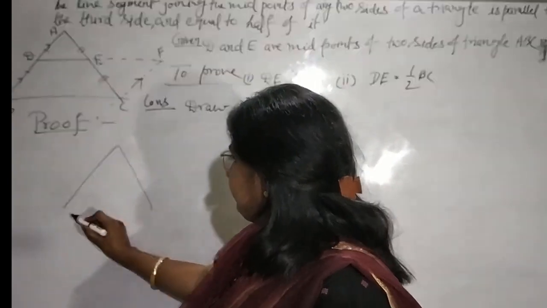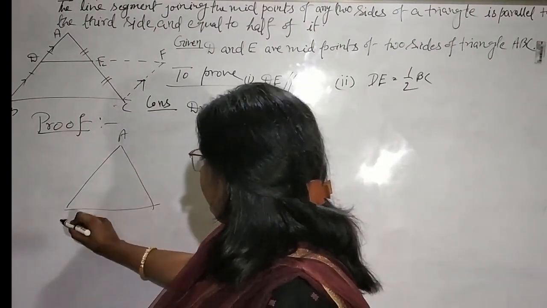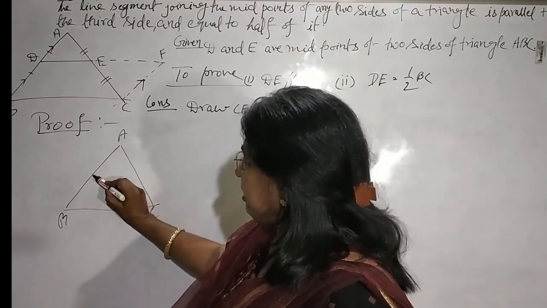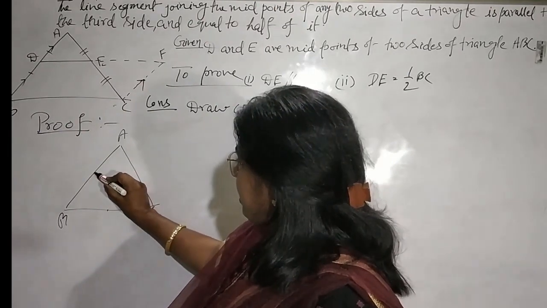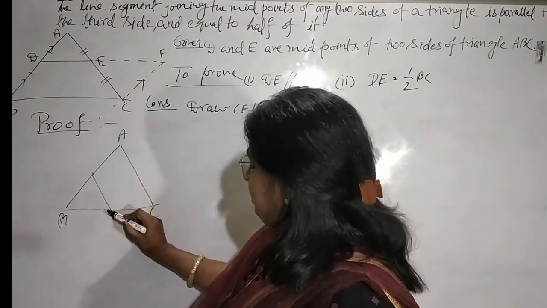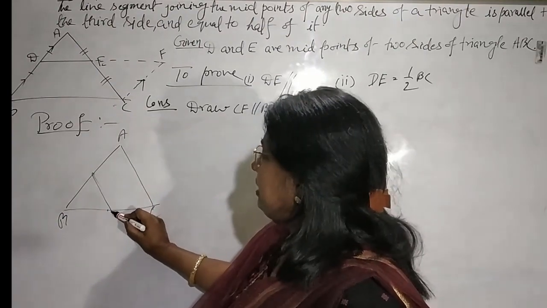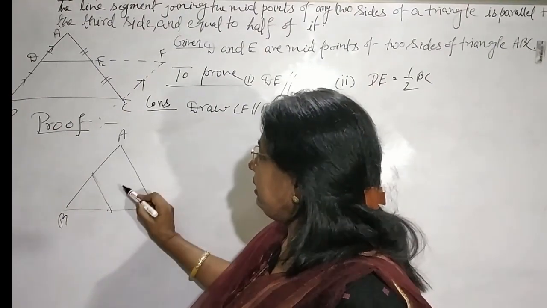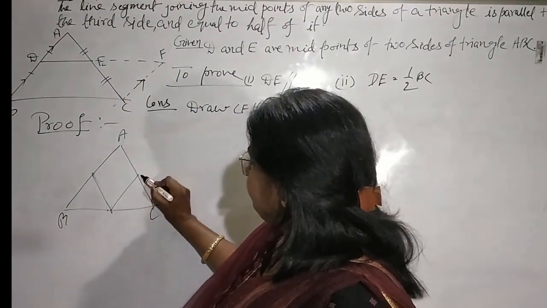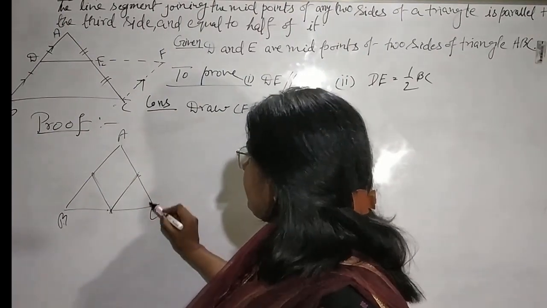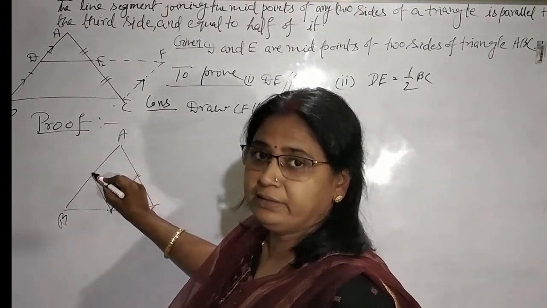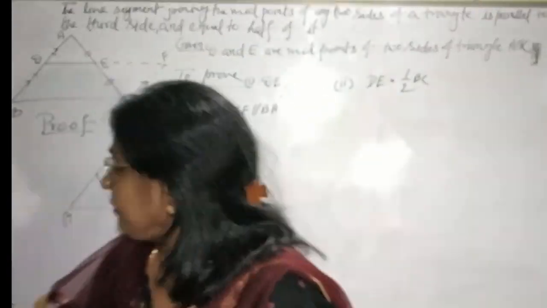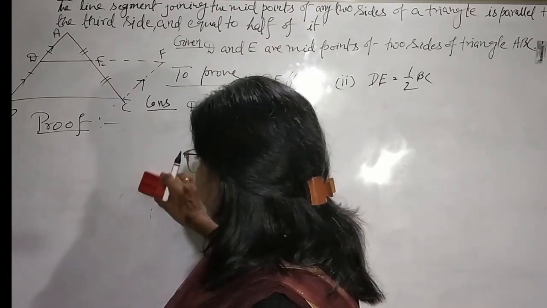Just like I am taking the sides BC and AB, the line joining their midpoints is parallel to and half of the third side AC. In this way we can take anywhere. Suppose I take these two: the line joining the midpoints of BC and AC is parallel to and equal to half of AB. In this way the theorem is applicable for any two sides of a triangle.